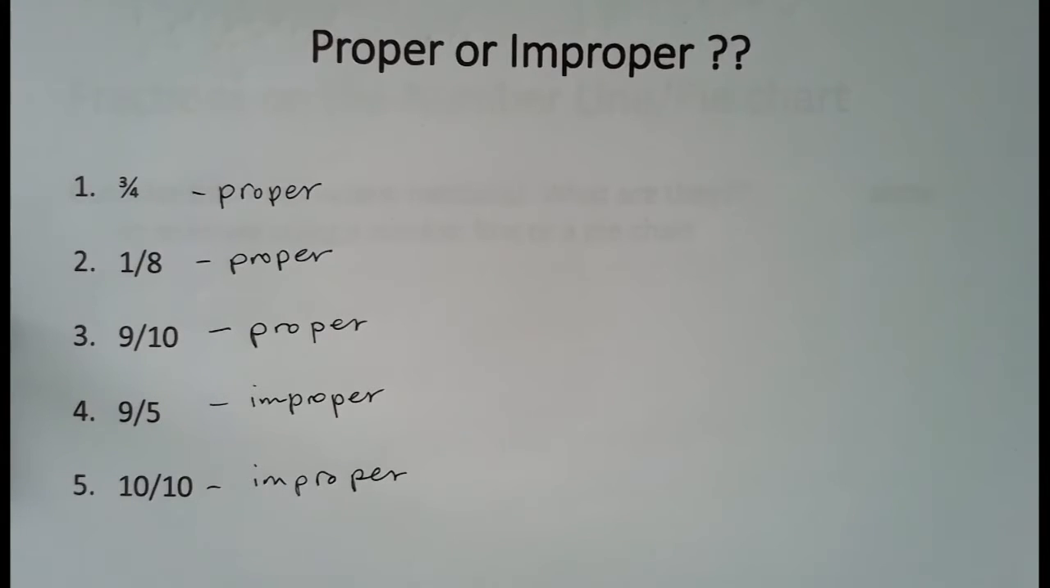So 3/4 is proper, right? 3 is less than 4. 1/8 is proper. 1 is less than 8. 9/10 is a proper fraction. 9 is less than 10. 9/5 would be considered an improper fraction since 9 is greater than 5. And 10 over 10 is also considered an improper fraction because it's equal to.